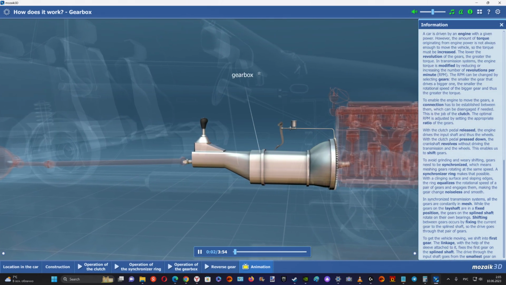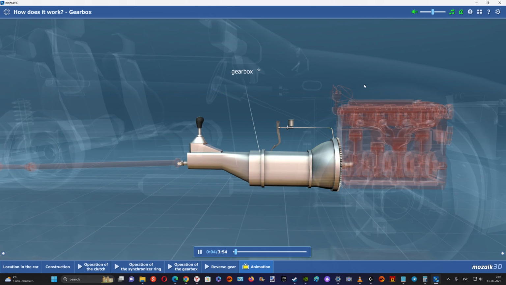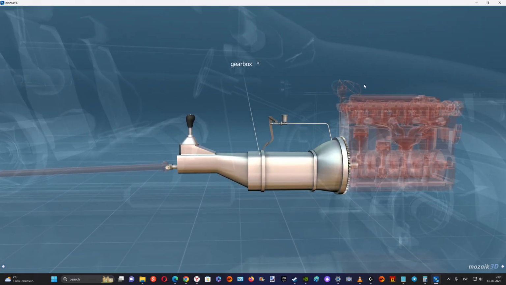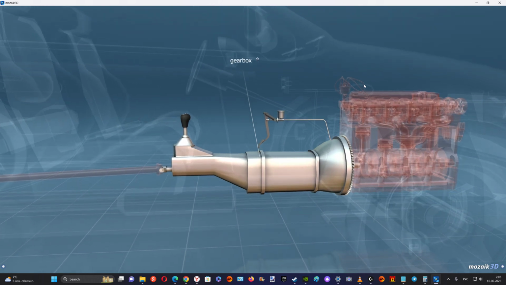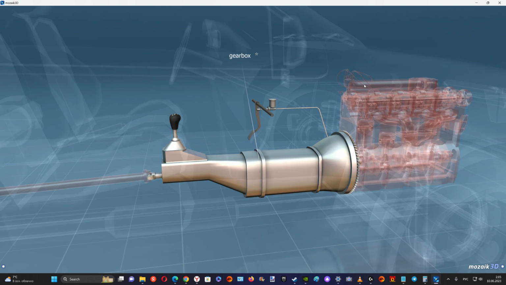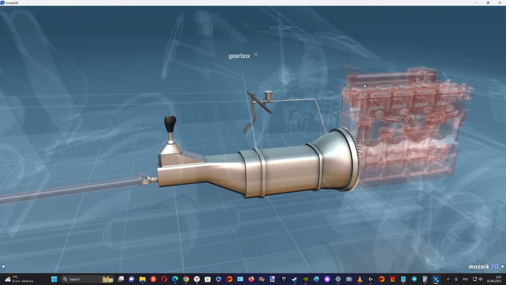A car is driven by an engine with a given power. However, the amount of torque originating from engine power is not always enough to move the vehicle, so the torque must be increased. The lower the revolution of the gears, the greater the torque.